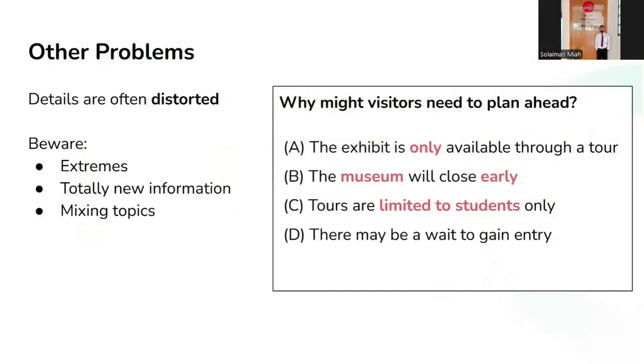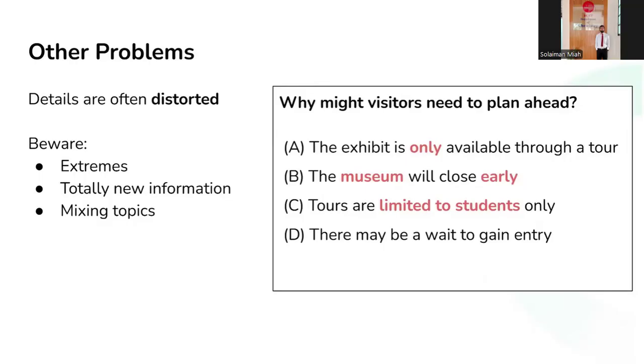Let's look again at those answer choices and see more about why they are wrong. The keywords from the recording make them tempting, but they have other problems. Answer choice A uses the word only, which is too extreme. The man mentioned tours, but didn't say that the exhibit was only available through a tour. Answer choice C is similar, but also includes totally new information about students. The man in the announcement didn't say anything at all about students.